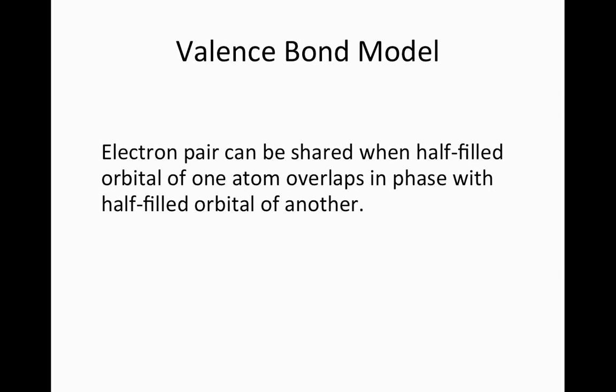First, let's examine the valence bond theory. This theory states that electron pairs can be shared between two nuclei when a half-filled orbital of one atom overlaps in phase with the half-filled orbital of another atom.